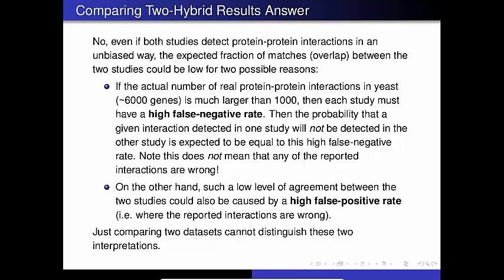So if you raise the issue of false negatives and false positives as two possible explanations for lists not agreeing, and that then implying that just because the lists don't agree doesn't mean that the interactions reported by a given study are wrong, then that would be a completely correct, good answer.